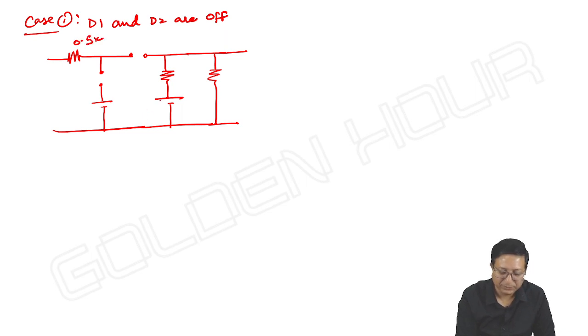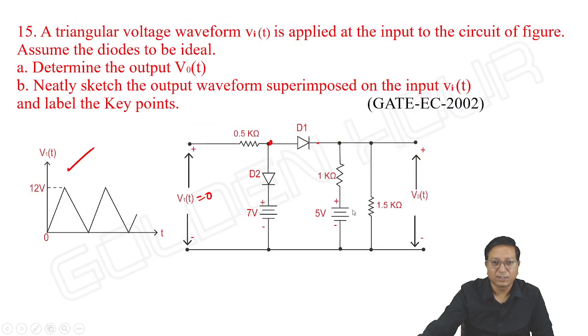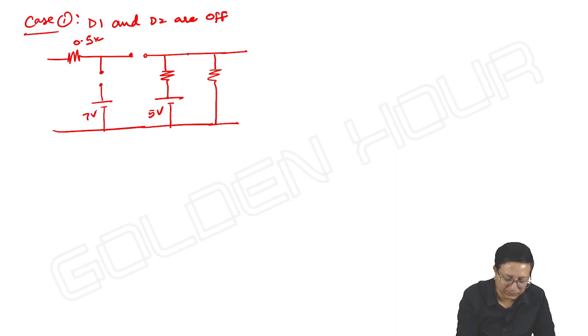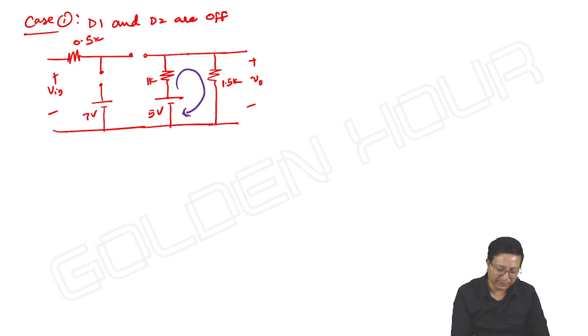0.5K, 5 volts, 1K, 1.5K. Output, input. Is it possible to take output equal to 5 volts? No. Why? Because there is a scope for the current to flow in this direction. It's a simple network. Once you see the network, you can't take output equal to 5 volts. If this 1.5 kilo ohm resistor is not present, absolutely output might be 5.